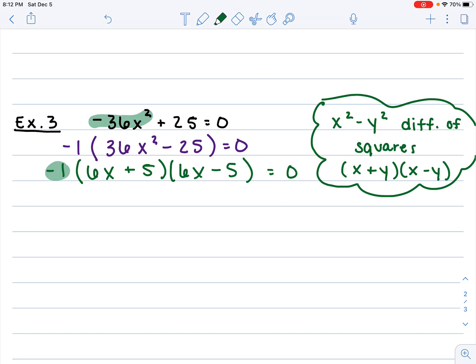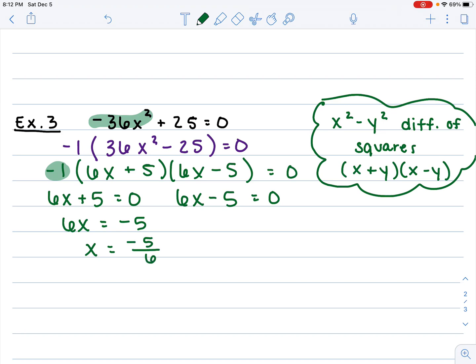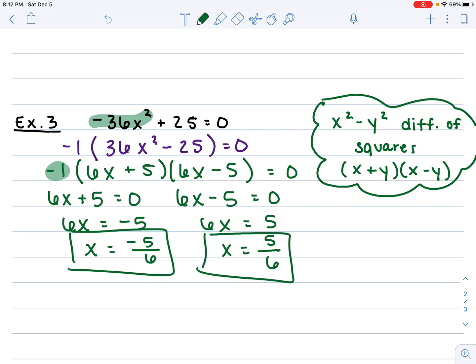We don't have to set this negative 1 equal to 0 because negative 1 equals 0 would not be a real solution. I've got 6x plus 5 equals 0, and 6x minus 5 equals 0. So my first solution is that x equals negative 5 over 6. My second solution is that x equals positive 5 over 6. And that is how you solve by factoring.